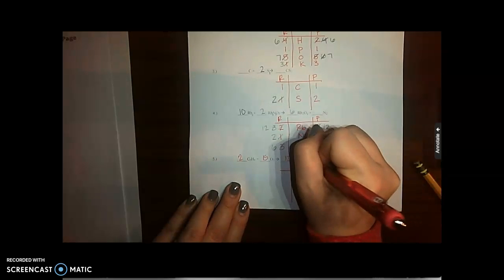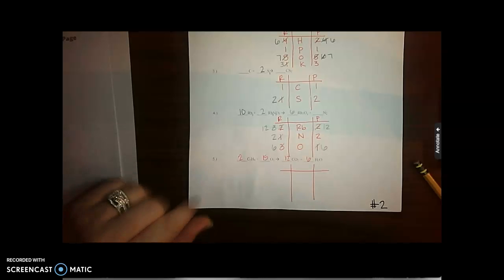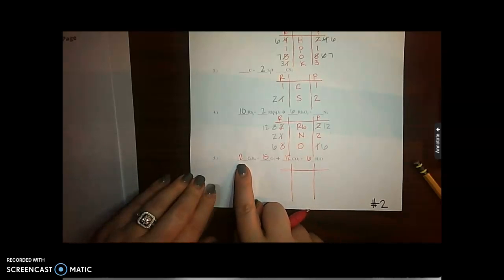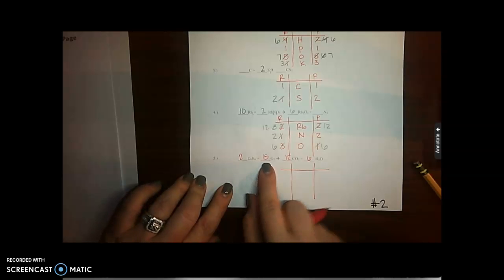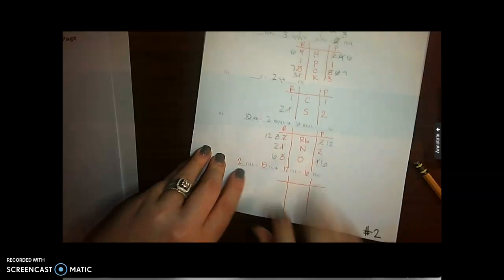And if you got them correct, awesome. If you did not, it's okay. I think it's a little bit too advanced for 8th grade science. So you've got 2 C6H6 plus 15O2 yields 12 CO2 plus 6H2O. All right, so flip your paper over.